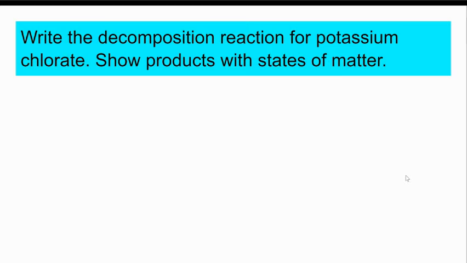It's not easy to figure out what the products will be because potassium chlorate could break apart in a variety of ways. And so, what we're going to need to do is experimentally figure out what our products are, since we won't be able to just automatically say what products form.